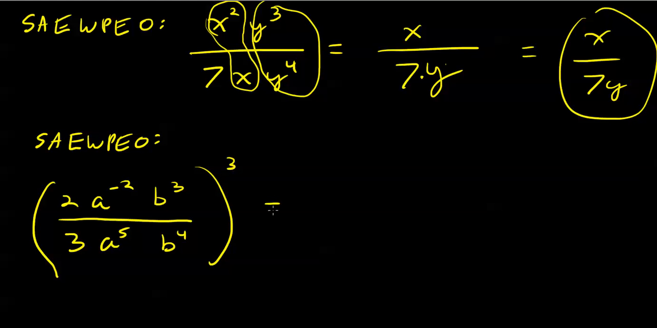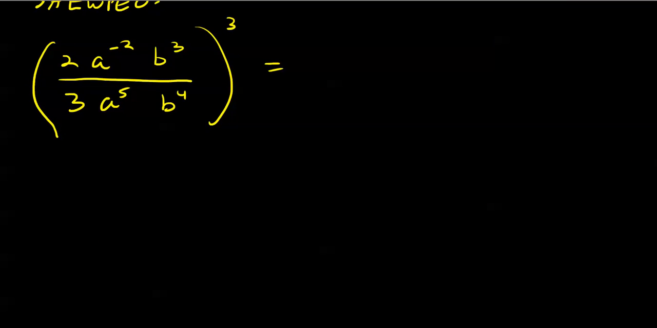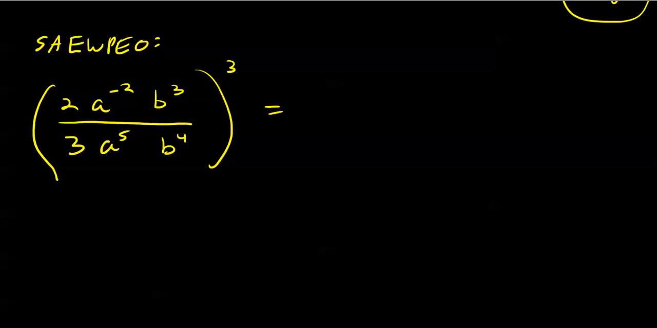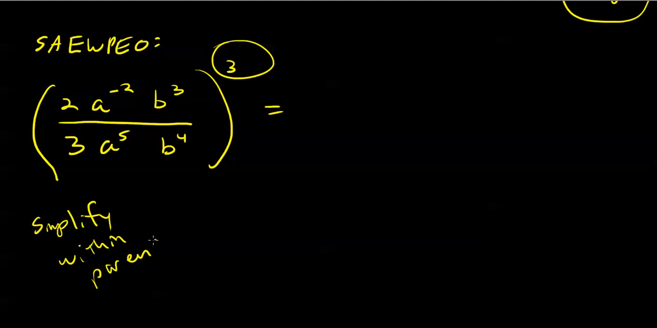Alright, here we've got inside parentheses a fraction made up of factors in both numerator and denominator. What I'm going to do is simplify within parentheses before I apply this outer exponent. So let me write that down. Simplify within parentheses when you can before applying an outer exponent.